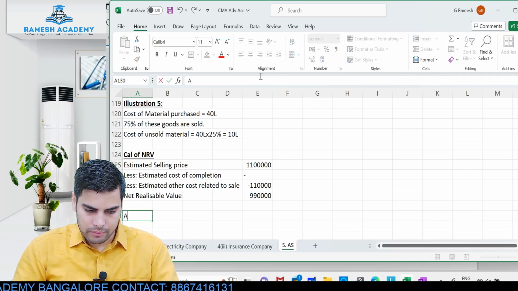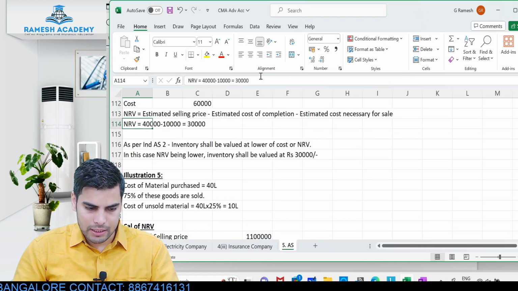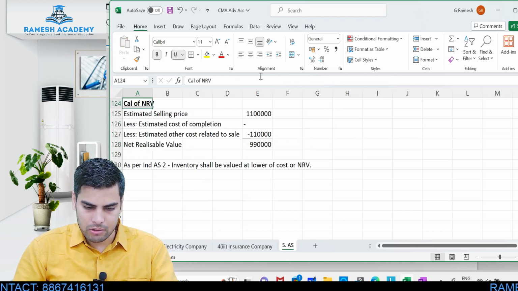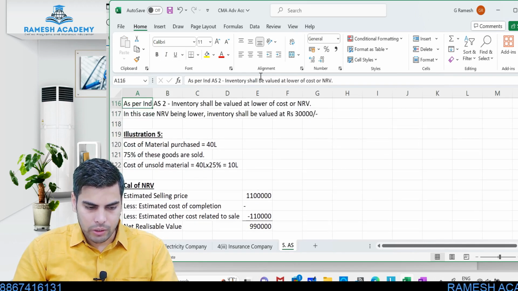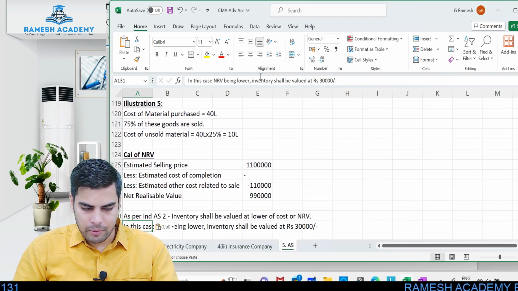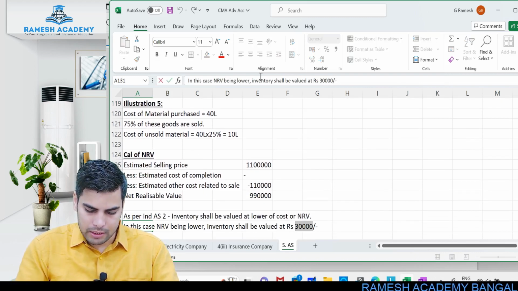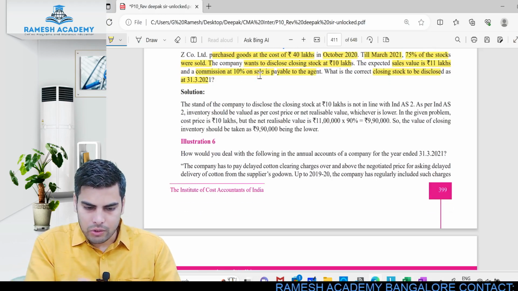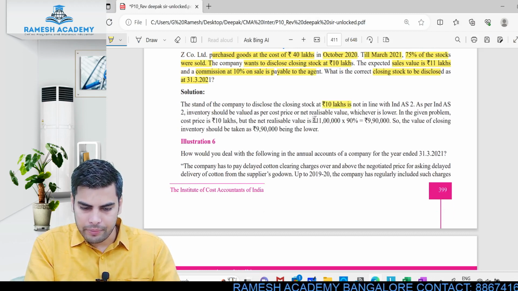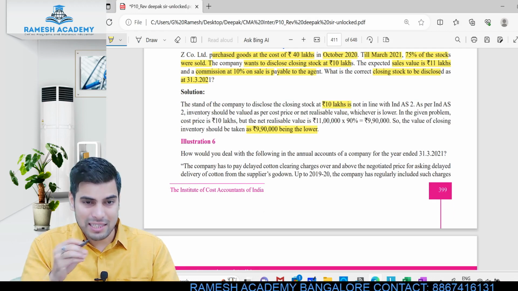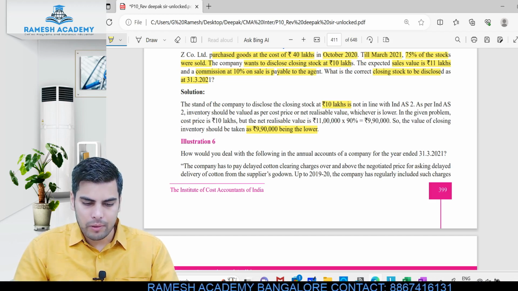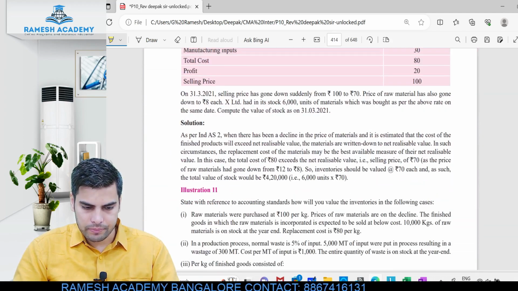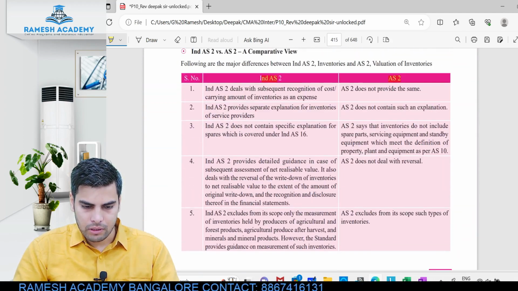As per the same point, you can just copy paste. As per Indian Accounting Standard 2, inventory will be valued either at cost or net realizable value, whichever is less. So here in this case, net realizable value is lower, therefore inventory will be valued at what price? This would be valued at 9,90,000. Check out the solution. Cost is how much? Cost is 10 lakh and the net realizable value is 9,90,000, which is lesser than cost. So therefore inventory will be valued at 9,90,000. Is there any doubt or confusion relating to this? I hope this is clear.